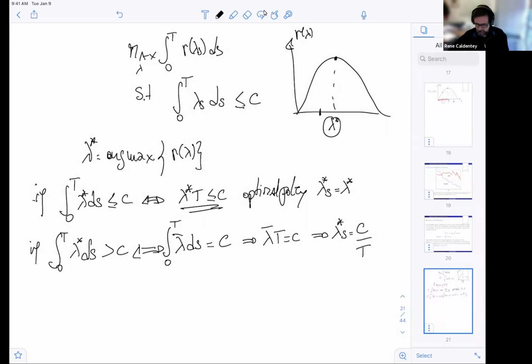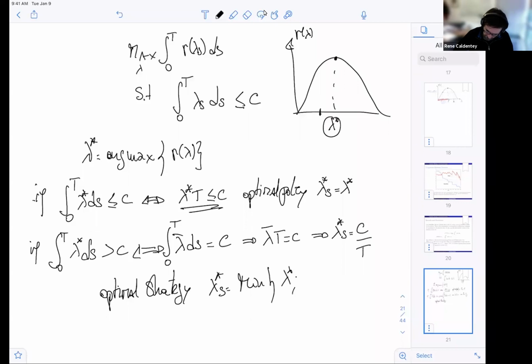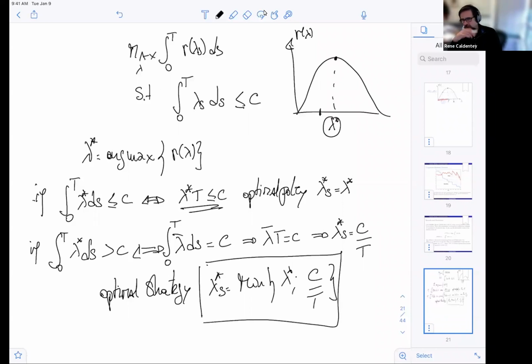So your optimal solution is to pick the minimum of those two things, right? You combine these two, so the optimal strategy is to pick a lambda(s) which is the minimum between lambda star and c over t, right? So that is very, very simple, and in many ways follows from the concavity of your revenue rate. Okay, any questions? All right.